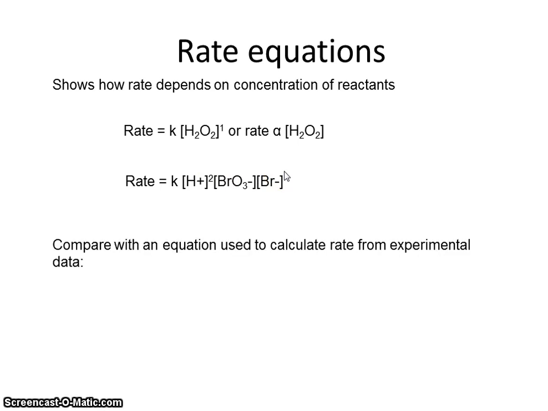Just be absolutely clear that a rate equation is different to a mathematical equation that you would use to calculate the rate of a reaction from experimental data. That would simply use the definition of rate of reaction, the change in concentration over the change in time, which would enable you to calculate the rate of reaction. The rate equation then shows how that rate is determined by changes in various reactant concentrations.